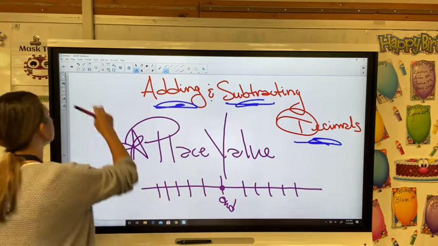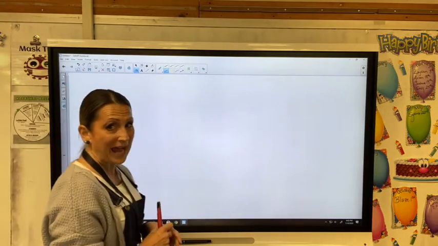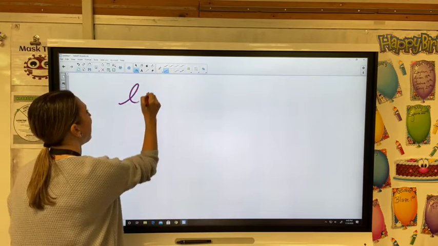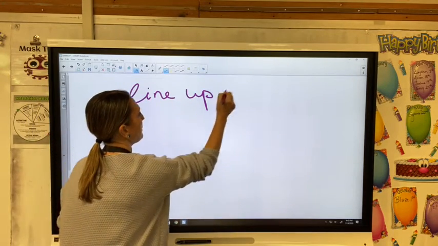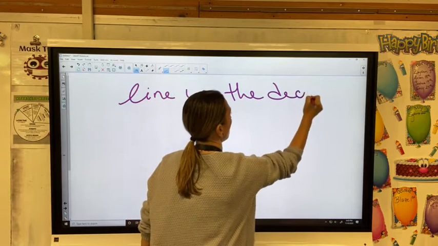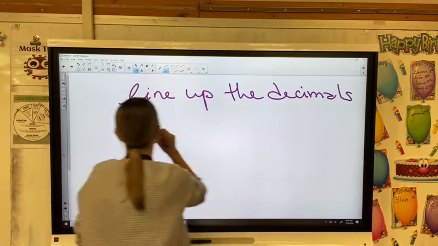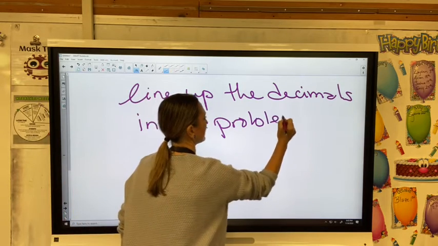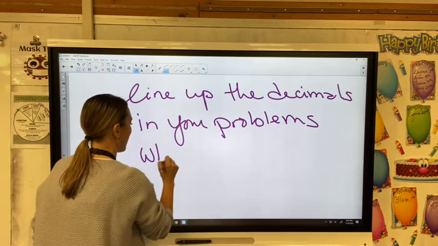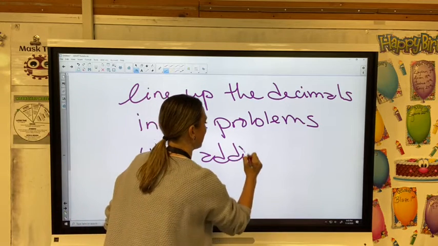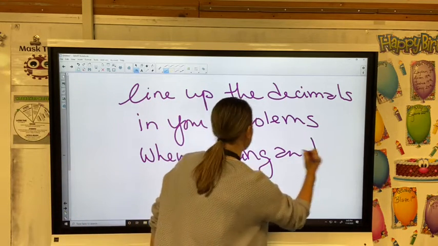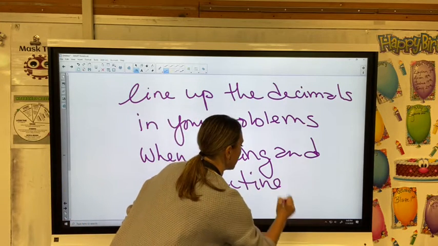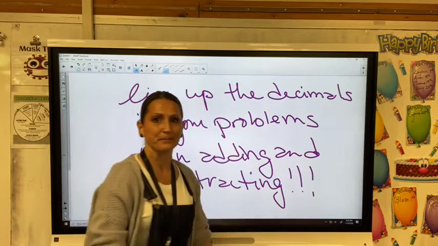So the second thing about adding and subtracting decimals that is importante is you must line up the decimals in your problems when adding and subtracting. This is the second important thing.